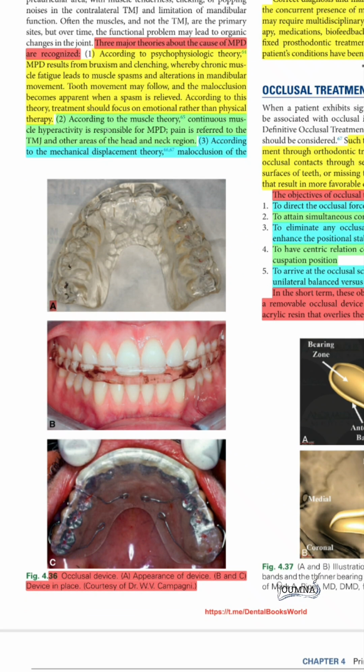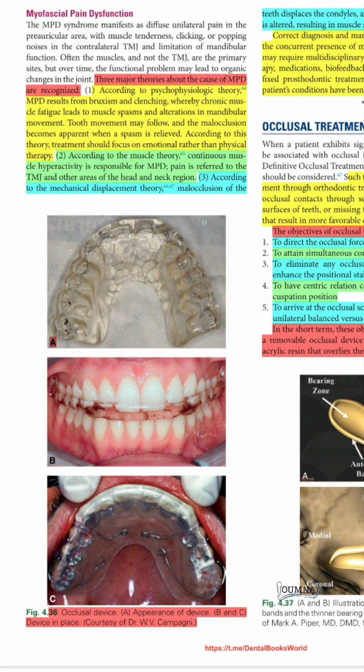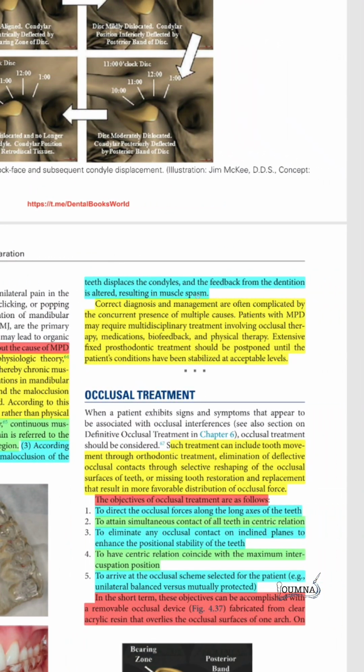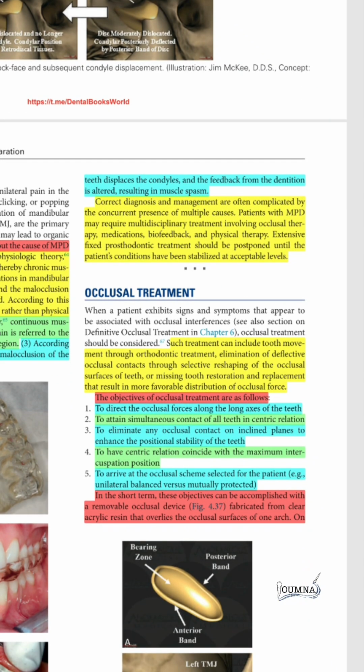The second theory is the muscle theory, which means that continuous muscle hyperactivity is responsible for this. Pain is referred to the temporomandibular joint and other areas of the head and neck region. The third theory is the malocclusion of the teeth displaces the condyles and the feedback from the dentition is altered, resulting in a muscle spasm.